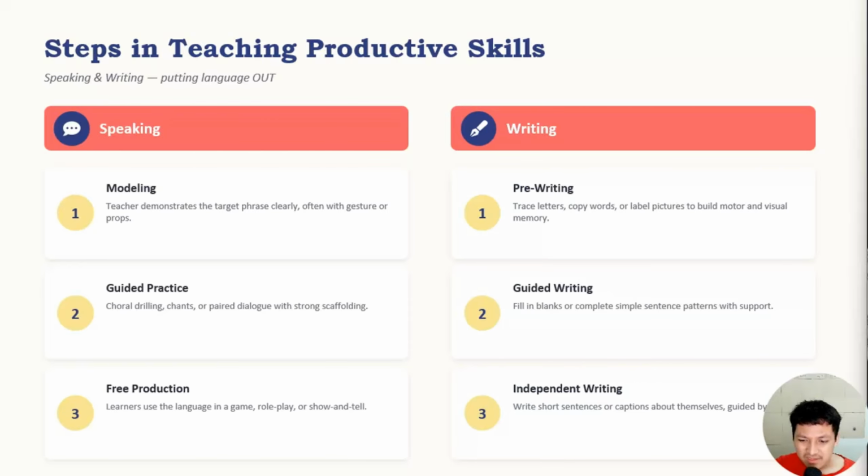For writing, it's similar: pre-writing, guided writing, independent writing. Pre-writing is stretching letter or copying words. Guided writing is filling in blank with support. Independent writing, finally, they write short sentence on their own, guided by an example. So the pattern for productive skill is model first, and next is guide them, then let them produce independently.